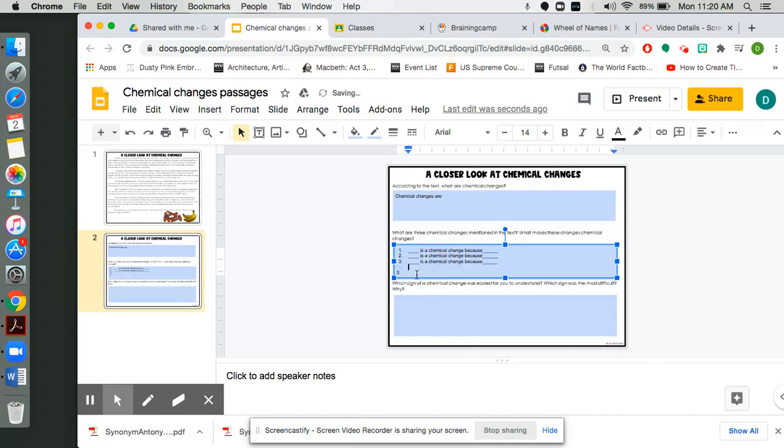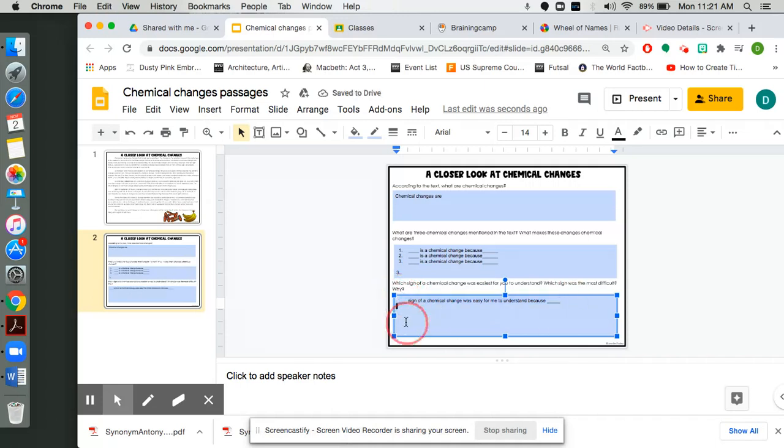And there we go. Then which sign of a chemical change was easiest for you to understand? Which sign was the most difficult? And why? So blank sign of a chemical change was easy for me to understand because is one sentence. And then blank sign of a chemical change was difficult for me to understand because.